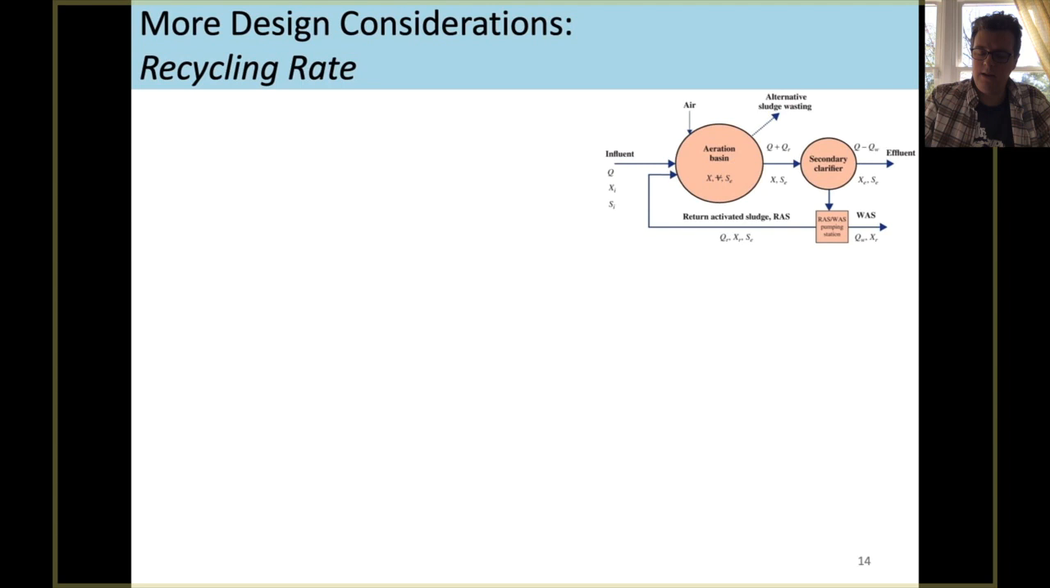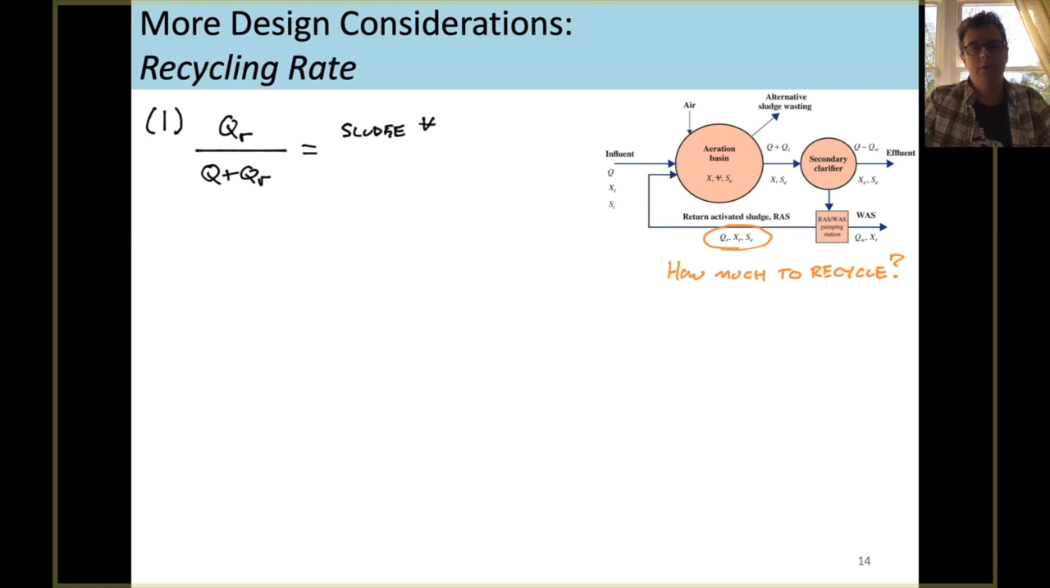Okay, finally I want to look at the recycling rate. And so what we're specifically asking here is, how do you know how much you're supposed to recycle? Right? Who makes the determination of what is the right amount of sludge to send back around the system and back into the aeration basin?